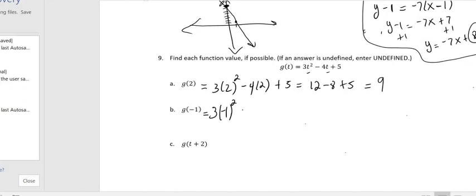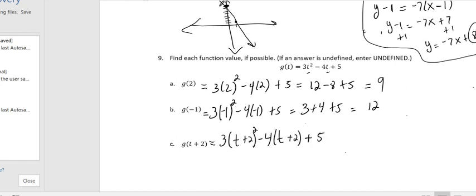And the same for the next one. 3 times -1 squared minus 4 times -1 plus 5 is -1 squared is 1 times 3 is 3. And then -4 times -1 is a positive 4 plus 5. And then the last one, we're substituting t plus 2. So we have to expand this out, right? Multiply it.